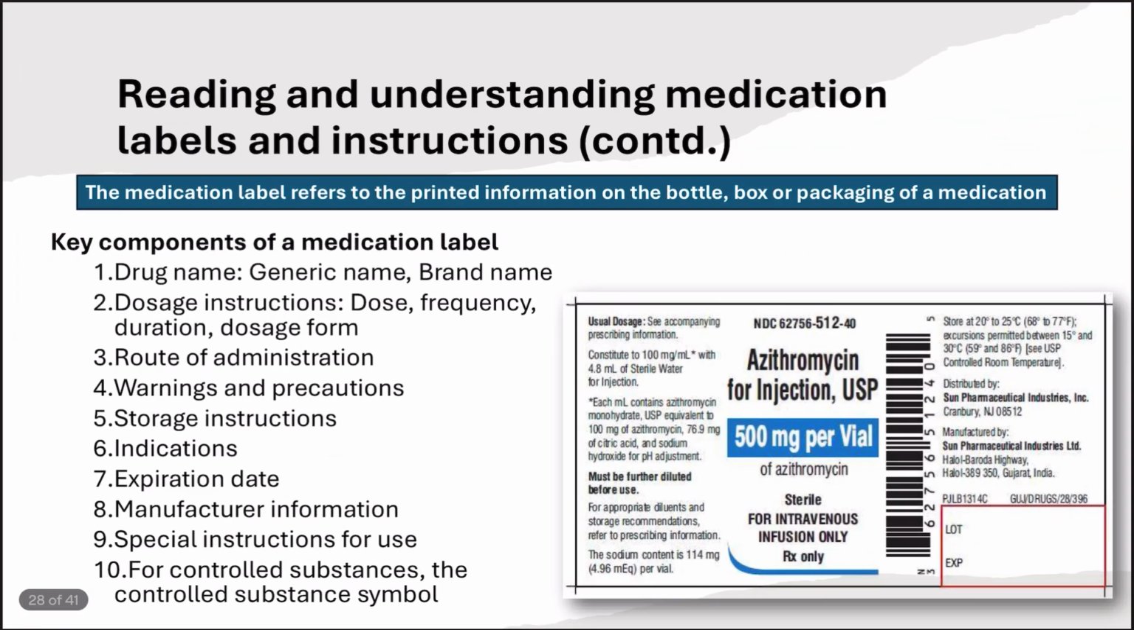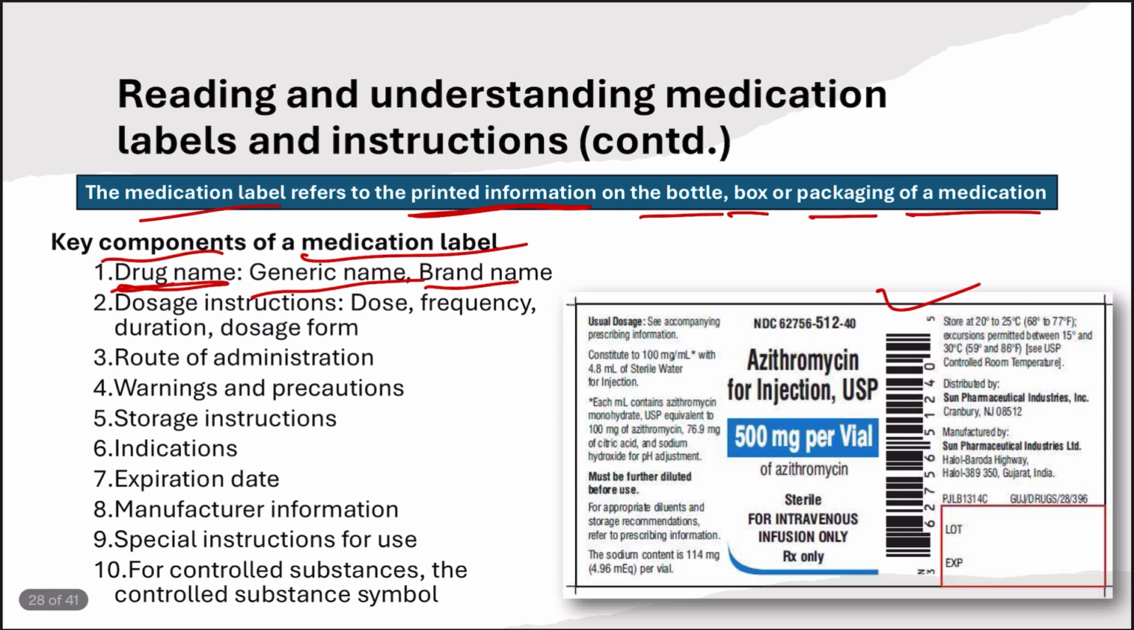First we have the medication label, as you can see here. The medication label basically refers to the printed information on the bottle, box, or packaging of a particular medication, as you can see on some syrups and on the tablet strip. What are the key components of this medication label? The first is the drug name, which includes the generic name as well as the brand name of the drug.